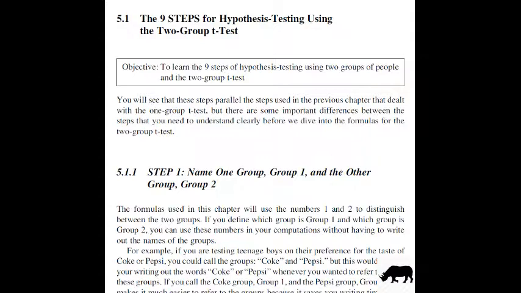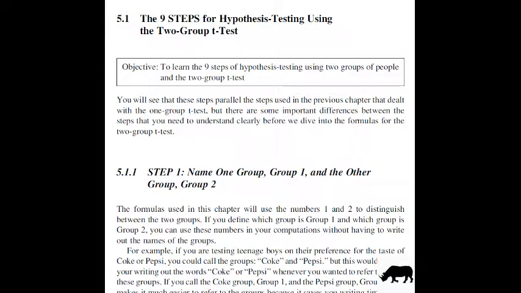You will see that these steps parallel the steps used in the previous chapter that dealt with the 1-group t-test. But there are some important differences between steps that you need to understand clearly before we dive into the formulas for the 2-group t-test.